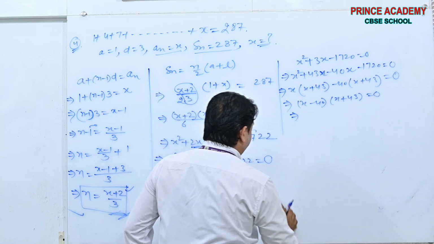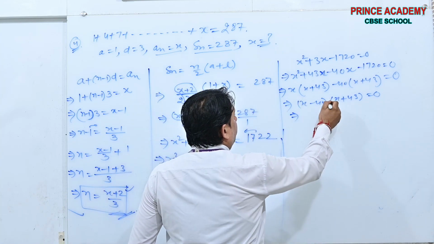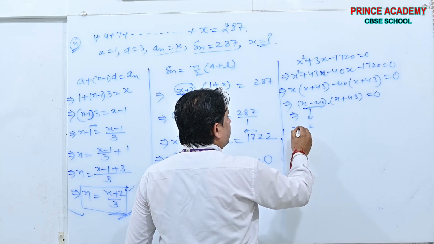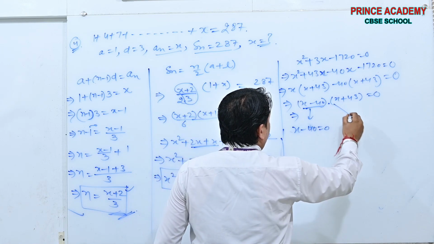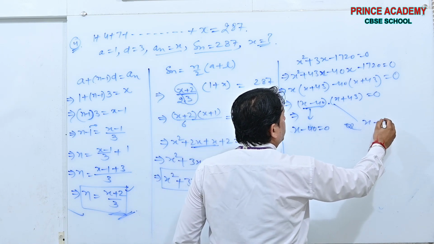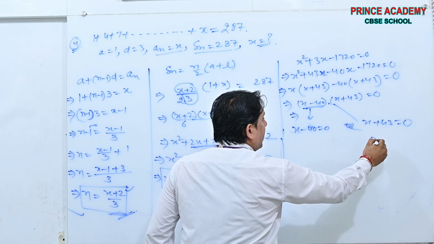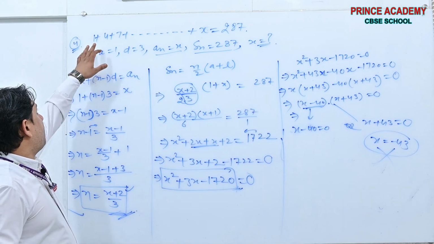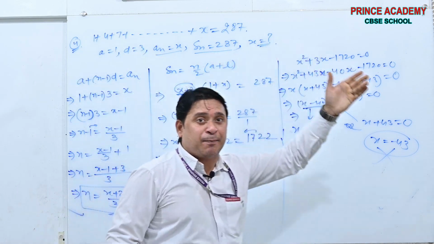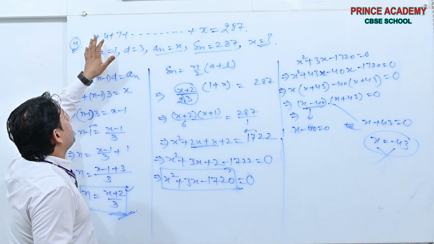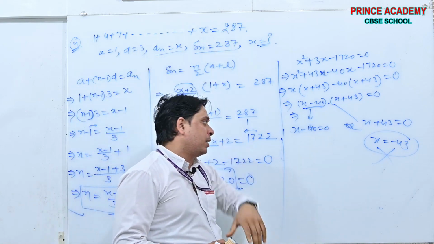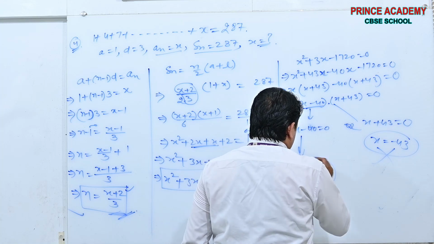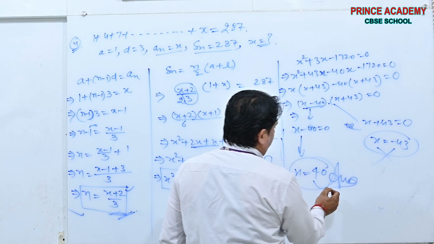Now see, the product of two things is 0, it means x minus 40 is 0 or x plus 43 is 0. From here x is minus 43, which can't be, because the series was an increasing AP. Therefore, from here x is equal to 40 is the answer.